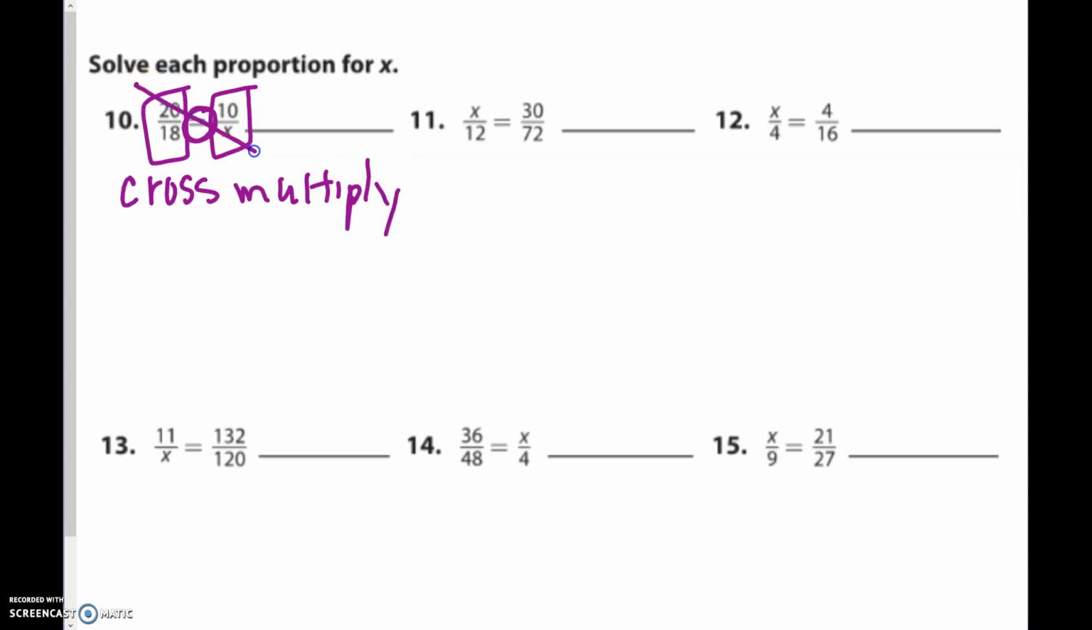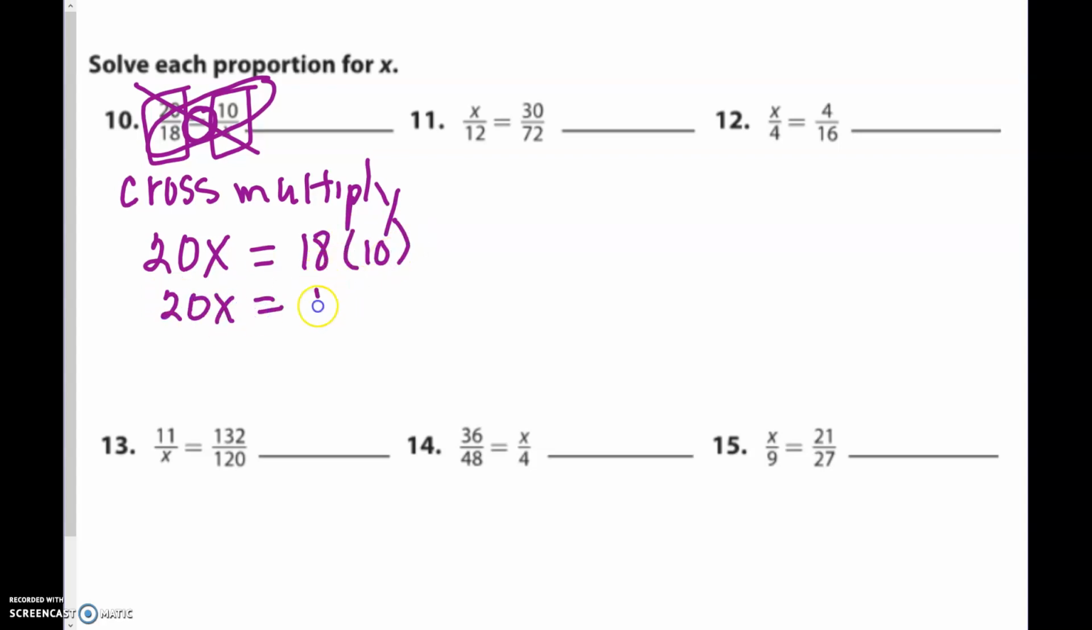And how we do that is we take 20 times x, and then we put our equal sign in there, and then we multiply going the other way. So 18 times 10. And then we go ahead and solve this. So 20x equals, and 18 times 10 is 180. And now we're going to have to divide both sides by 20. So x equals, these zeros are going to cancel off. So now 18 divided by 2 is 9.